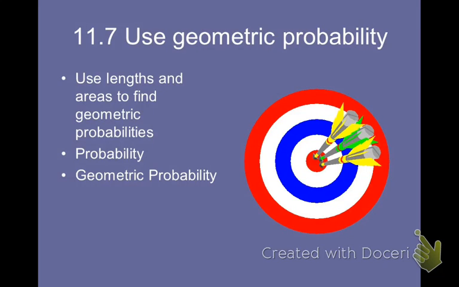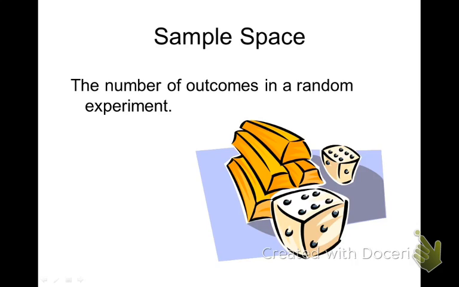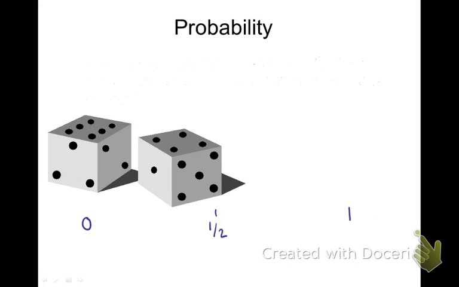11.7 is on geometric probability, and so in this section we're going to find the areas of all kinds of geometric figures, and then we're going to find the probability of those areas being hit. So we're going to define sample space. Sample space is the number of outcomes in a random experiment. We need to know what sample space is. That's most of the time going to be our denominator in these kinds of problems.